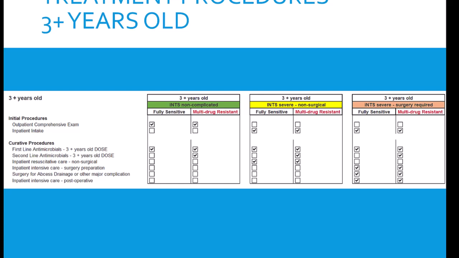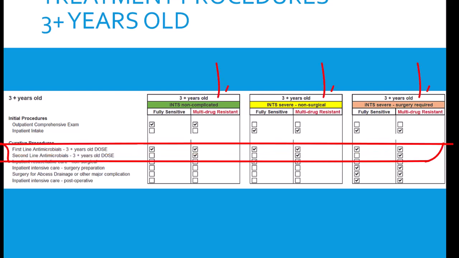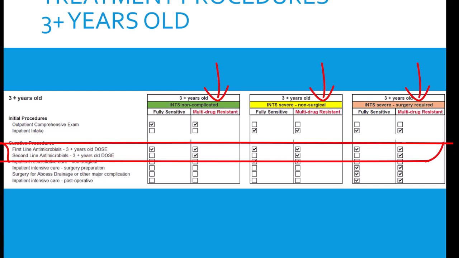When you get to the curative procedures, you'll see that for first-line antimicrobials, for INTS non-complicated cases, INTS severe cases, and INTS surgery required cases, you use the first-line antimicrobials in each case. When you have multi-drug resistant cases, those people will be given first-line antimicrobials before they are given second-line antimicrobials.